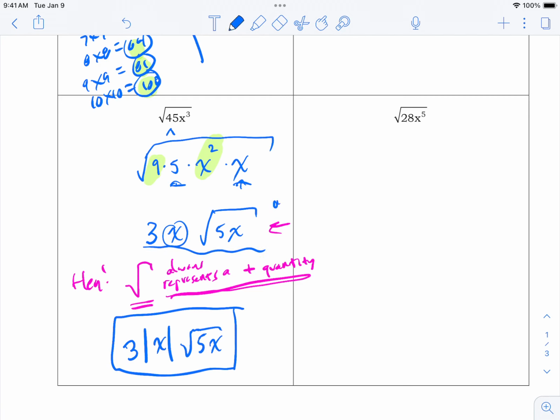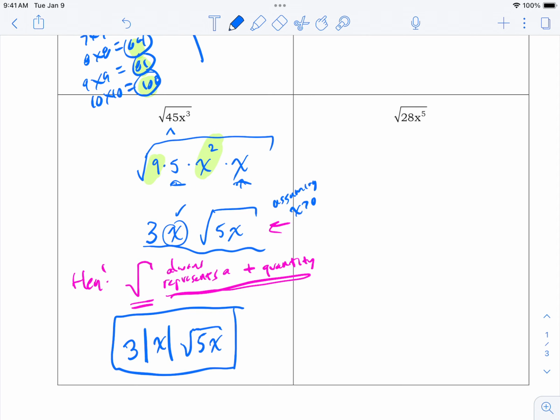unless you said something like assuming x is positive. If you assume x is positive, it's okay, because then x is positive and the whole thing's positive. But if you don't assume x is positive, then you have to put these absolute value bars there, okay? Please remember that. I'm pretty sure these are going to be the only 2 examples where this comes up.